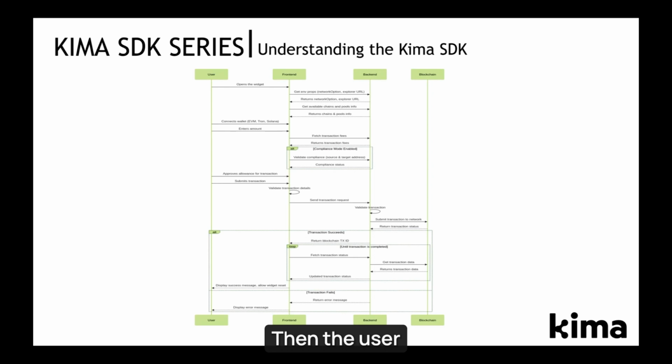Then, the user submits the transaction, and the frontend validates all details. After that, it sends a transaction request to the backend, which also verifies and finally submits the transaction to the blockchain. Finally, the frontend polls the transaction status until completion. With this setup, a stablecoin transfer between chains is seamless and secure.